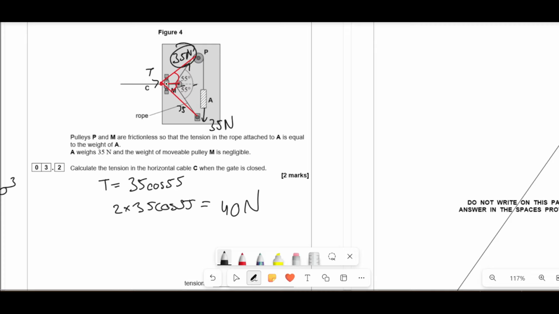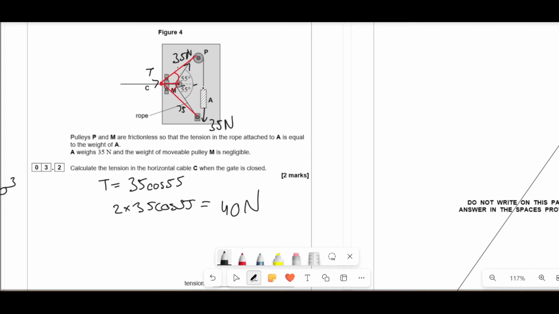This isn't changing no matter where I put this M, because it's entirely dependent on this weight. So that means that this tension is the same. The tension is exactly the same. So if that arrow is still 35, then you can even see it's starting to get more and more like horizontal versus vertical. So that's exactly why the tension is still going to stay 35.